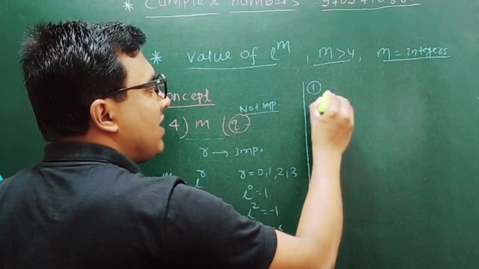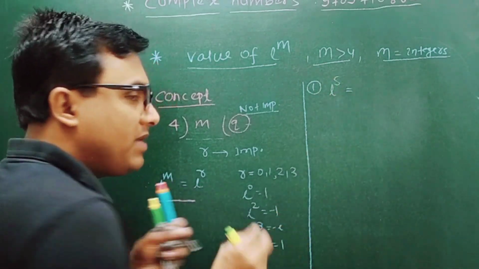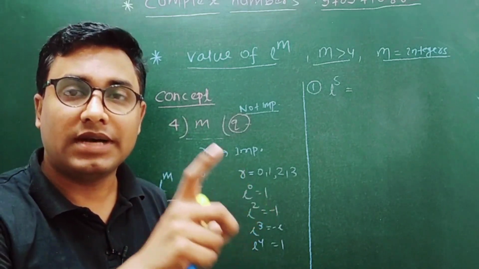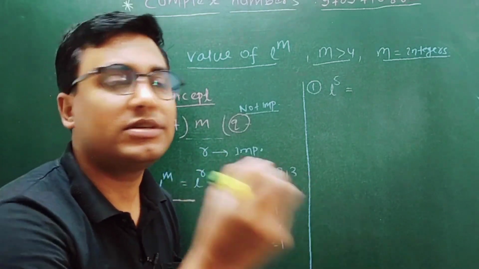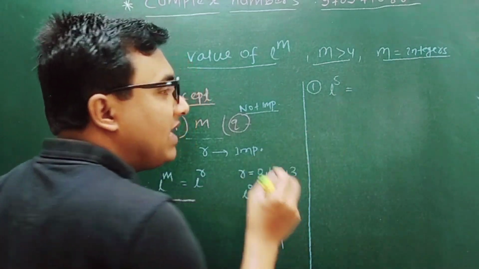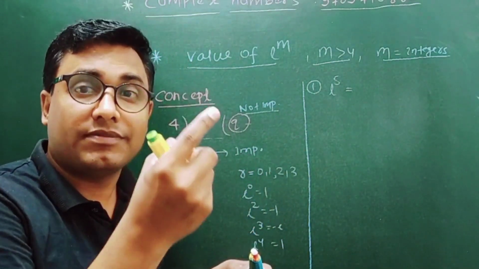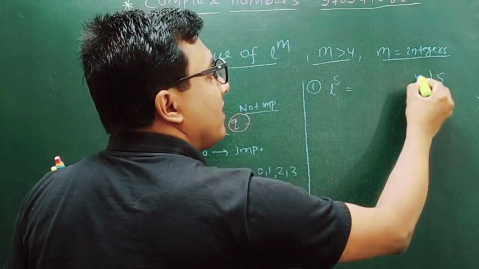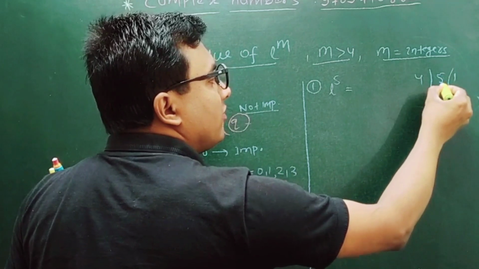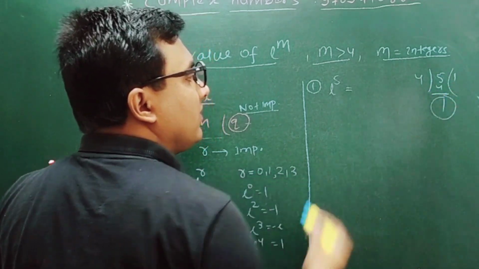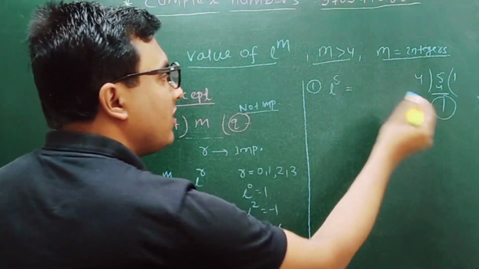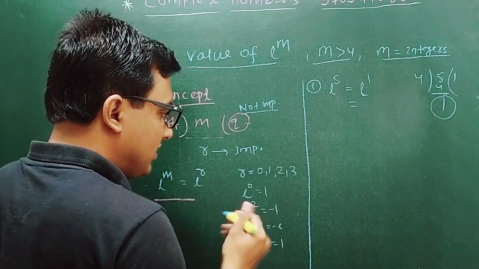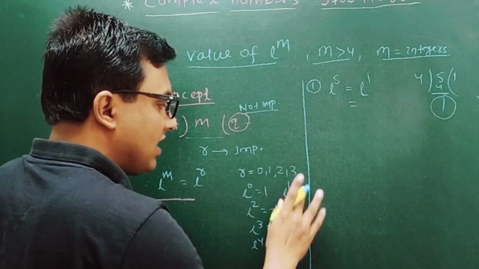First example is iota to the power 5. 5 is greater than 4. We divide the power by 4 when the power is greater than 4. Divide by 4, we get the remainder 1, since 4 ones are 4, plus 1 is 5. 5 divided by 4, 4 ones are 4, remainder 1. This is the main thing for you, right? Iota to the power 1 is equal to what? Iota.